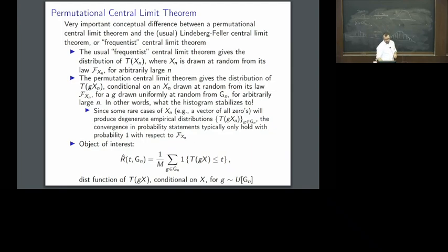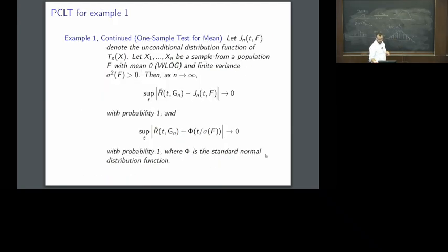So the permutation central limit theorem gives the distribution of T(GX_n) conditional on X if I draw the G at random, but that's just tautologically the same as the histogram of T(GX) for every G. And we're going to be very interested in talking about how this object, let's call it R hat, T, G, N, that's just the distribution function related to the randomization distribution, what this object stabilizes to.